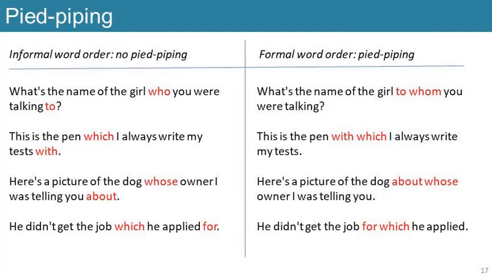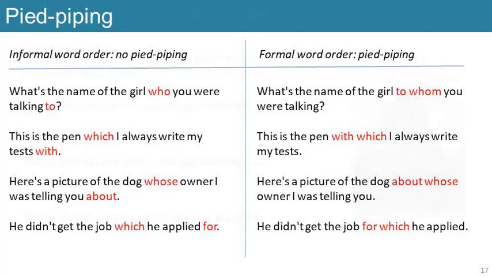Pied piping, when applied to relative clauses, moves the preposition to its place before the relative pronoun at the beginning of the relative clause. The sentences on the left show the preposition in its more common place after the verb. The equivalent sentences on the right show the placement of the preposition after pied piping to the front of the relative clause.